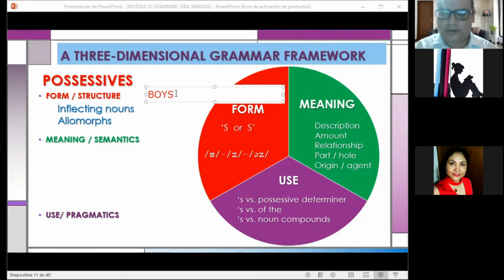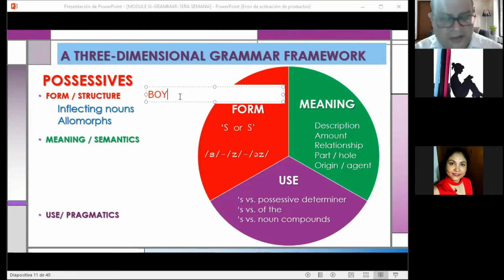Notice here the word. You're watching what I'm writing, no? Boy. Boy is a word, right? Boy is a word. And boy is composed by a lexical morpheme. Remember, boy is a lexical morpheme because it has a lexical meaning. Boy is a person who is male. This is the definition. This is the concept. So it means that it has a lexical meaning.